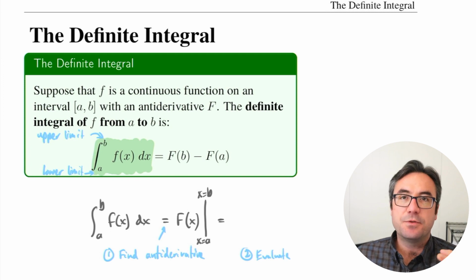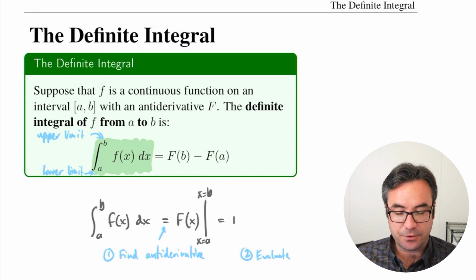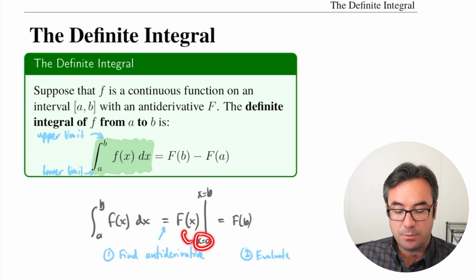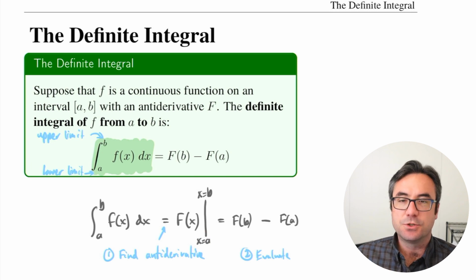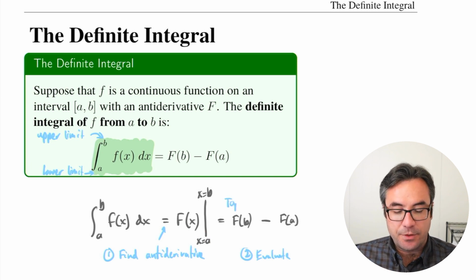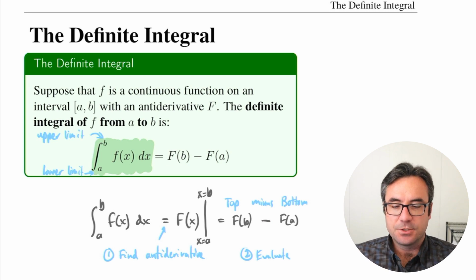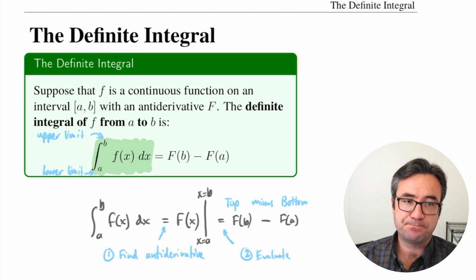When we do this, the order does matter. So we're going to take the top number, plug it into our antiderivative first. Then we're going to take the bottom number, the lower limit, x equals a, and plug it into our antiderivative second. And then we subtract. So the upper limit, the top number, goes in first, then the bottom number goes in second, and then we subtract the two. The order actually does matter here because of the subtraction. So that's step two. And this is basically how our work is going to look.